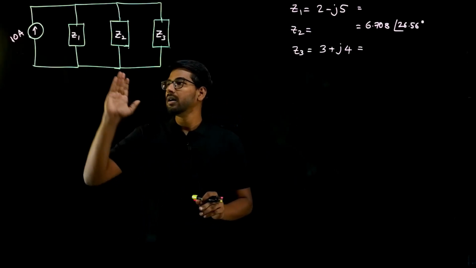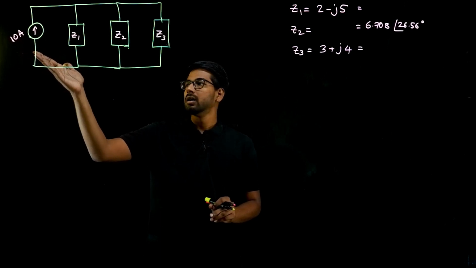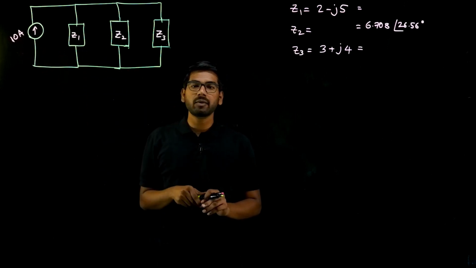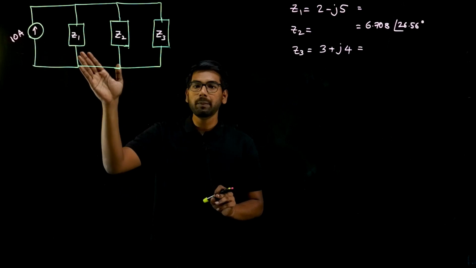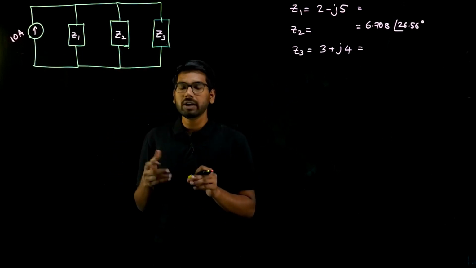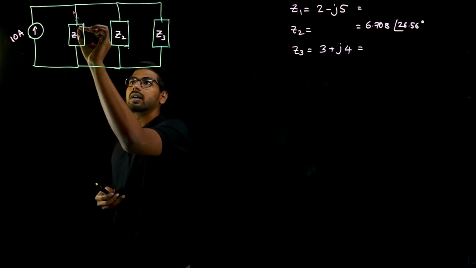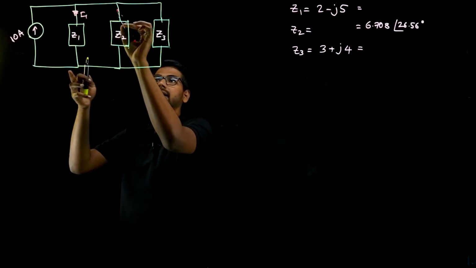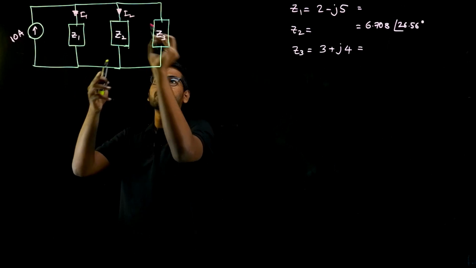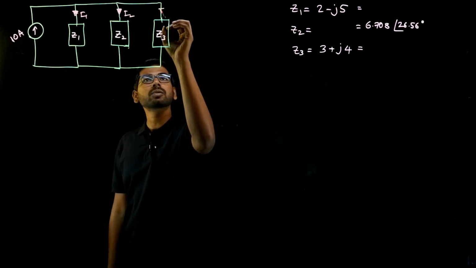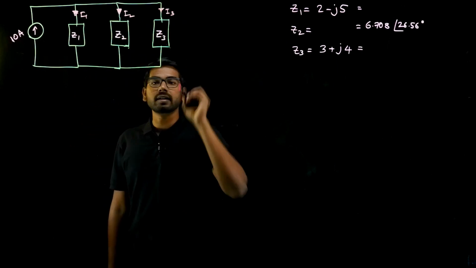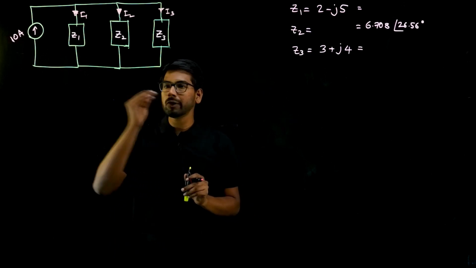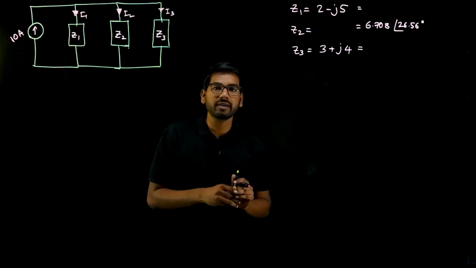The question is, how will this 10 ampere be shared by these Z1, Z2, Z3 impedances? So what we need to find is the current I1 that flows through Z1, the current I2 that flows through Z2, and the current I3 that flows through Z3. We know 10 and we know the values of Z1, Z2 and Z3.